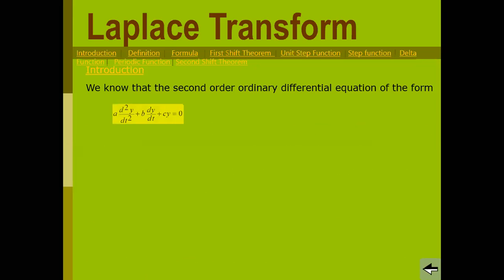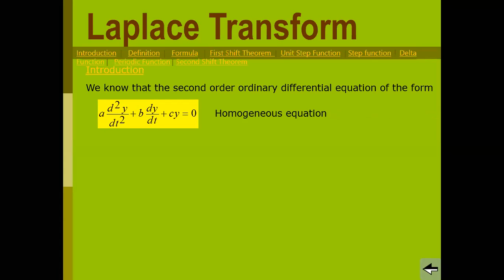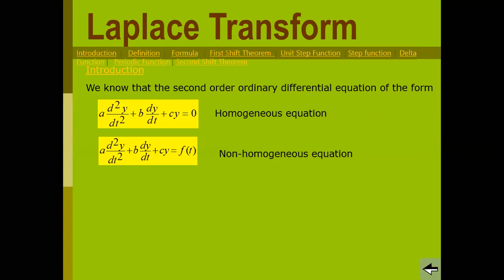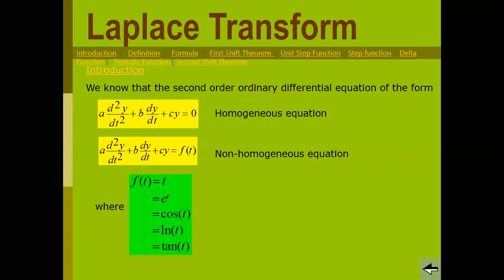Okay, we know that the second order ordinary differential equation is of the form a d squared y dt squared plus b dy dt plus cy equal to f(t). When f(t) is 0, this is the homogeneous equation, and when f(t) is not equal to 0, we call that the non-homogeneous equation, where f(t) is any function of t, for example, a polynomial of t or an exponent of t, or any trigonometric function of t, cos, sin, tangent, or maybe ln t.